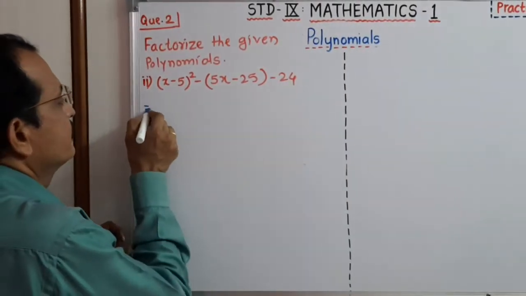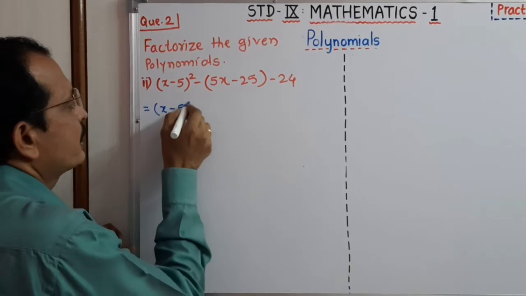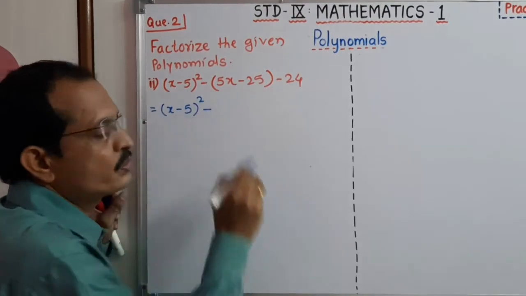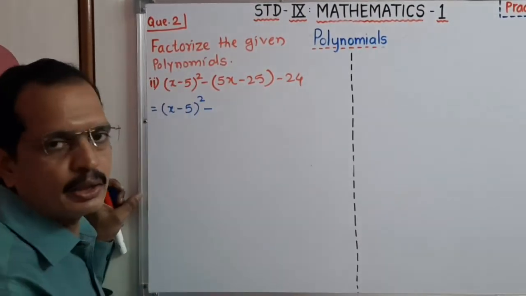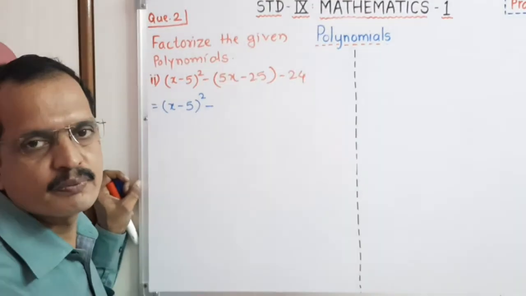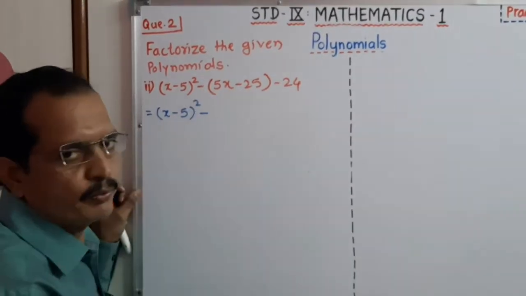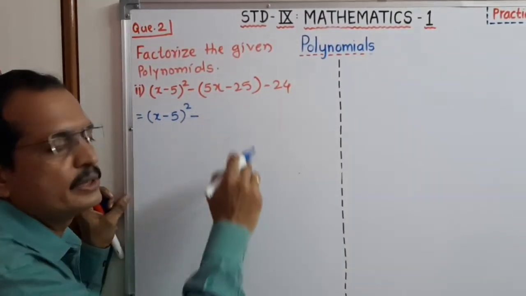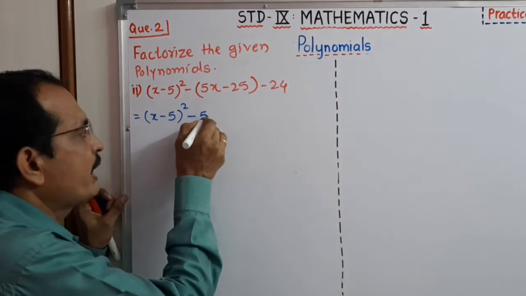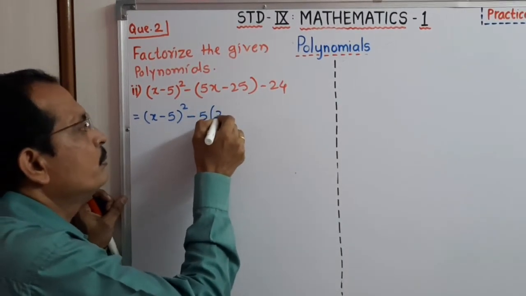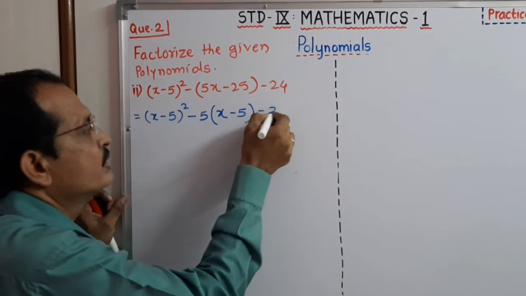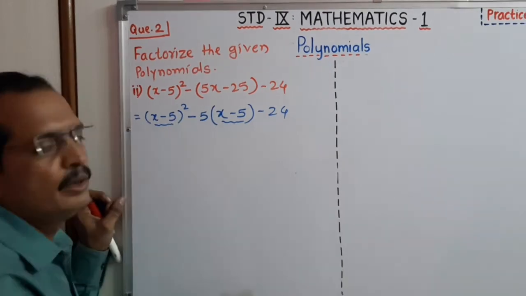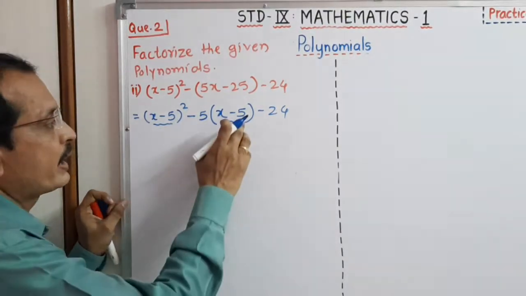For that purpose, see here, we write x minus 5 bracket square minus, and in 5x minus 25, can we take out any number common from this? 5 and 25. 5 is the smaller number. In the table of 5, there is 25. Therefore, we take out 5 as common. Then it will be x minus 5 minus 24. Dear students, see, in x minus 5, both brackets are same now.